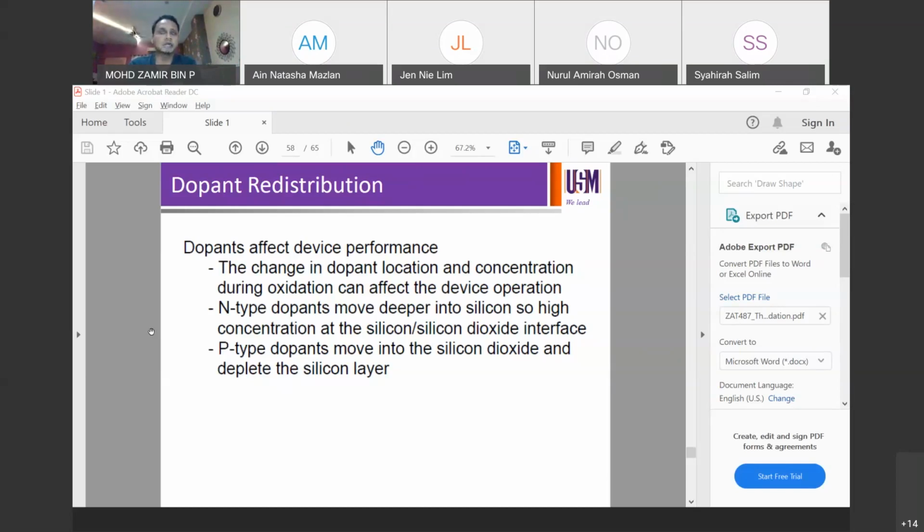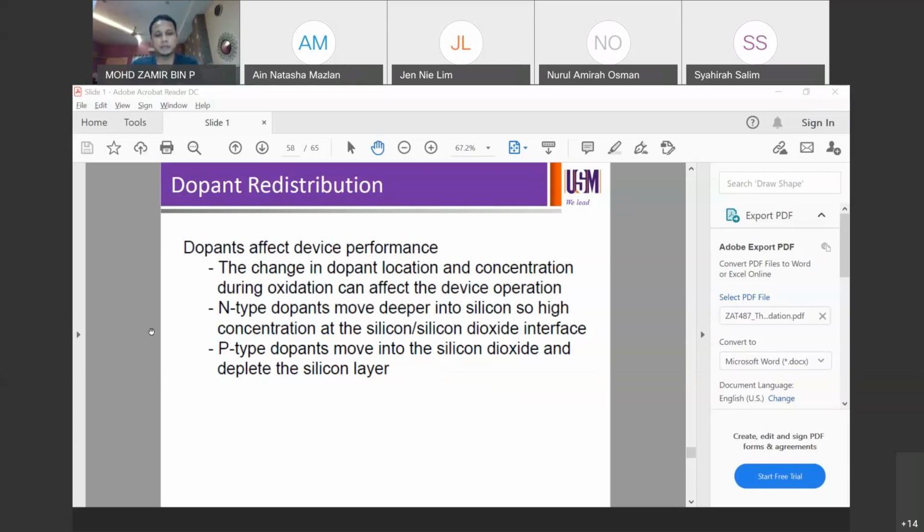Dopant redistribution depends on two things. The first one is the diffusivity of the impurities, or the dopants in this case, in the silicon or silicon dioxide. The second one is the segregation coefficient of the dopant in the material. These are the two factors that affect this redistribution mechanism during oxidation.